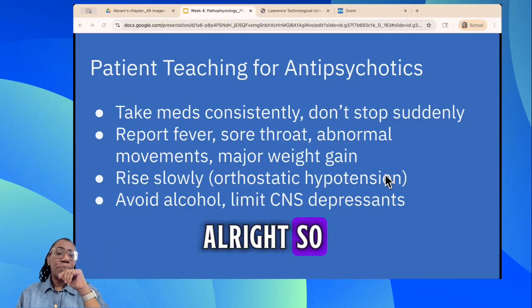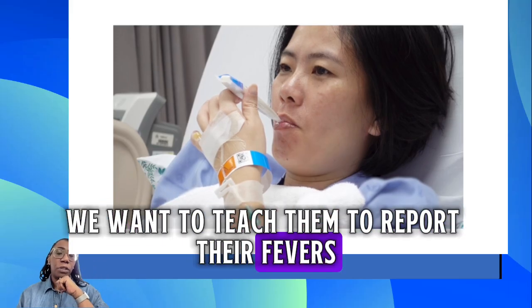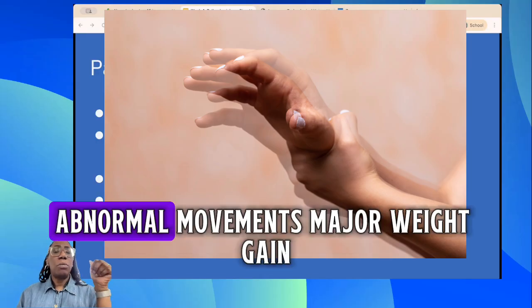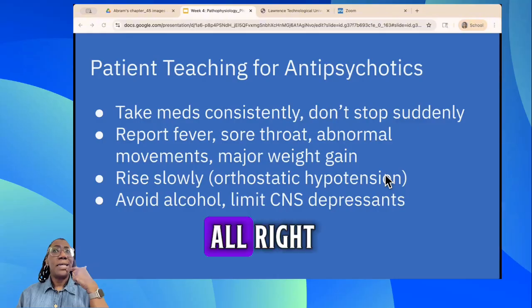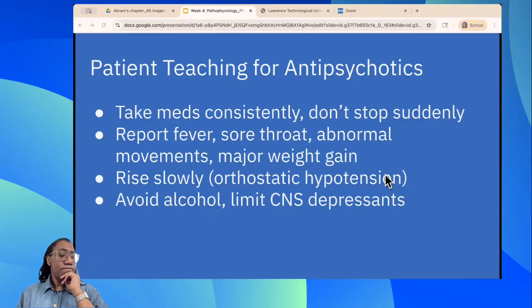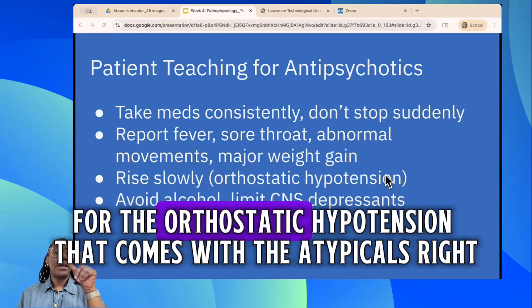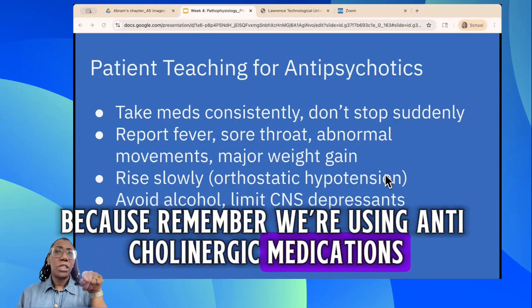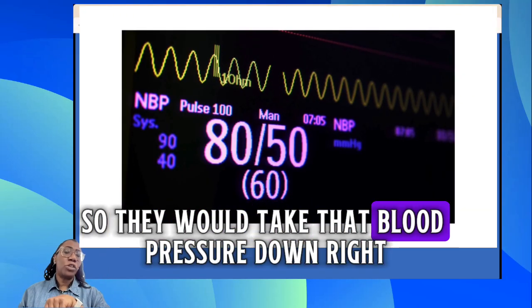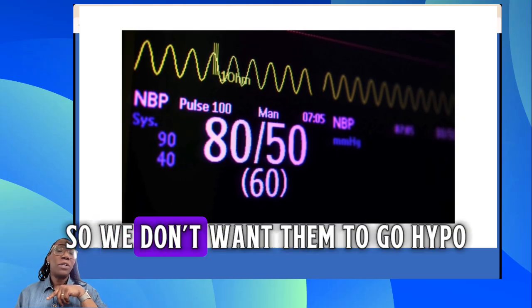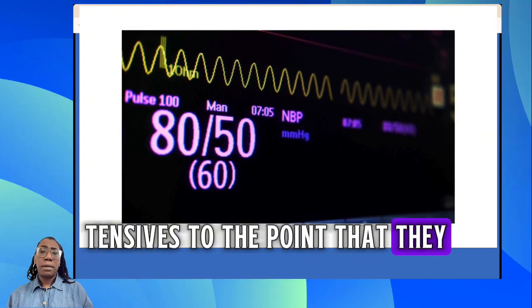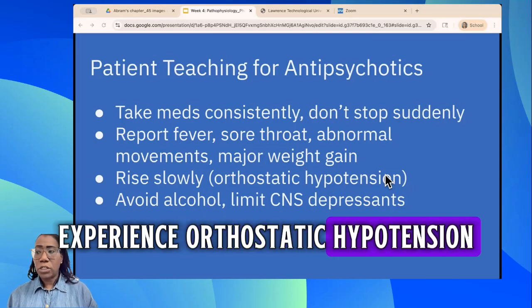All right. So we want to teach them to report their fevers. We want to teach them to report a sore throat, abnormal movements, major weight gain. All right. For the orthostatic hypotension that comes with the atypicals, right? Because remember, we're using anticholinergic medications, so they would take that blood pressure down, right? So we don't want them to go hypotensive to the point that they experience orthostatic hypotension.